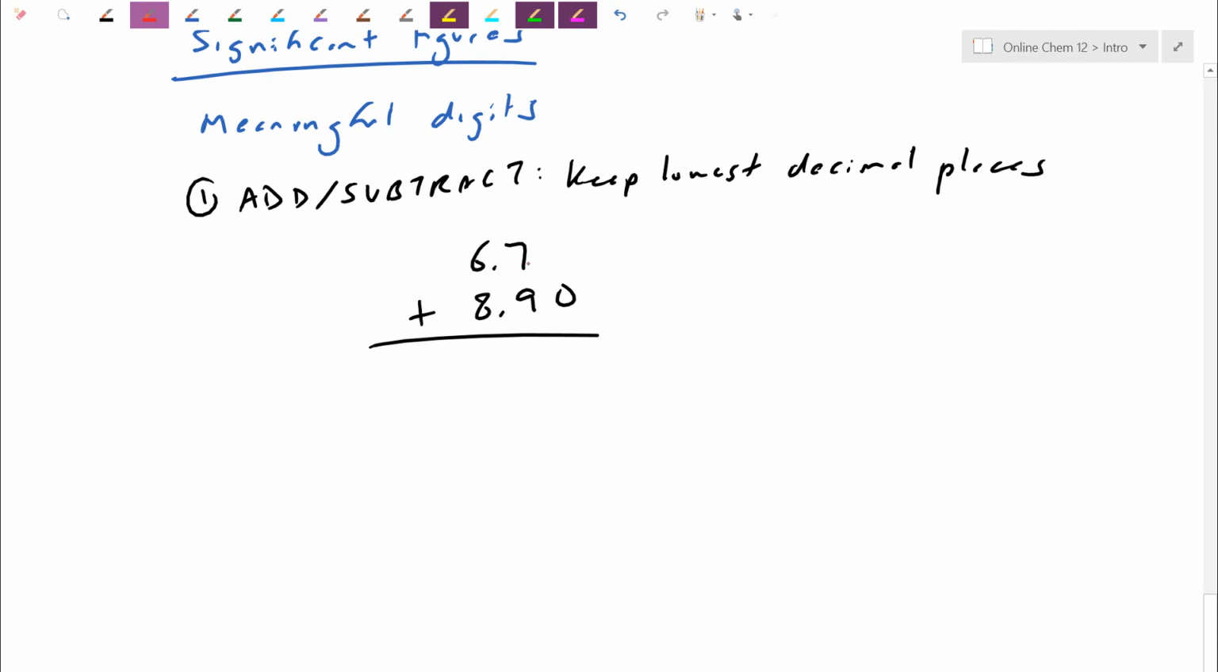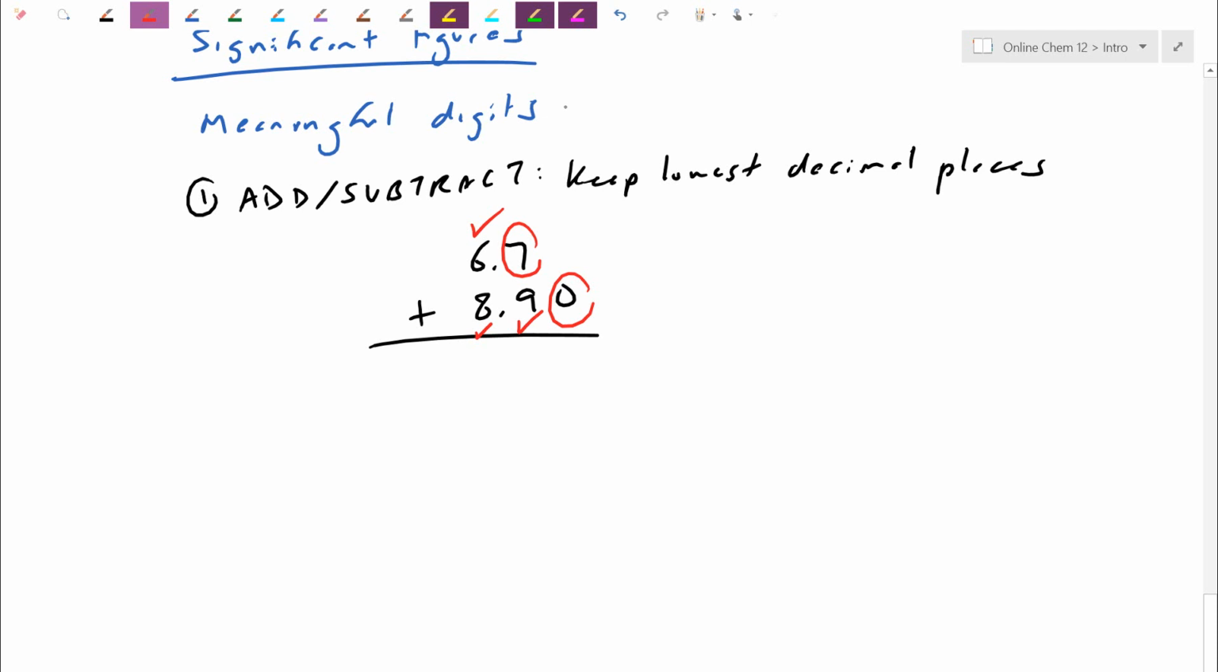This 6.7, although I was not the experimenter, I can read this, well, this is a 2 sig fig number, meaning even though I'm certain of the 6 here, I'm actually eyeballing and guessing this 7 here. That could really be 6.8, 6.9, not really sure. This 8.90, I look at it, well, you have more decimal places. It should be more precise. That means I'm certain of the 8, the 9, and I'm actually guessing at that 0 here.